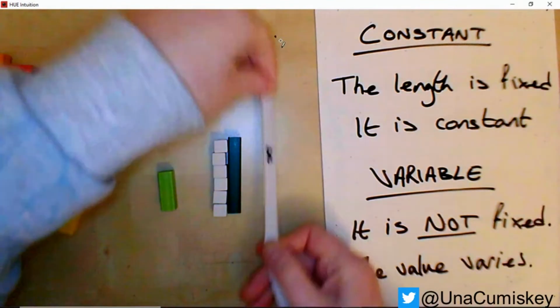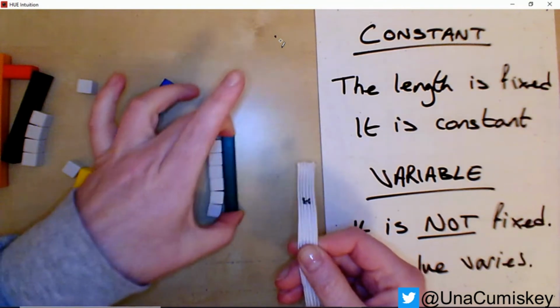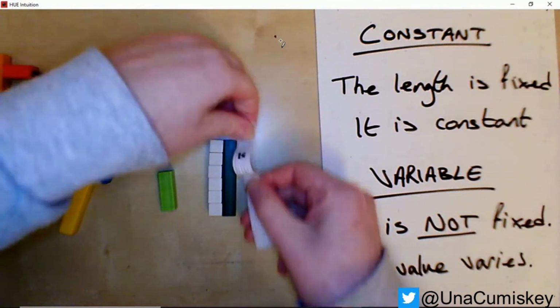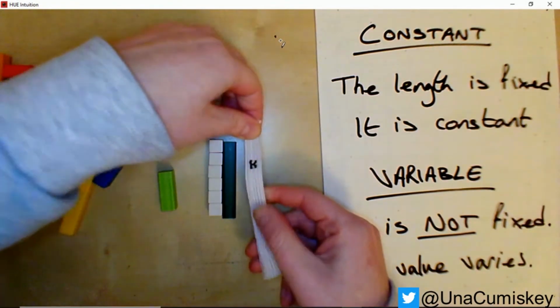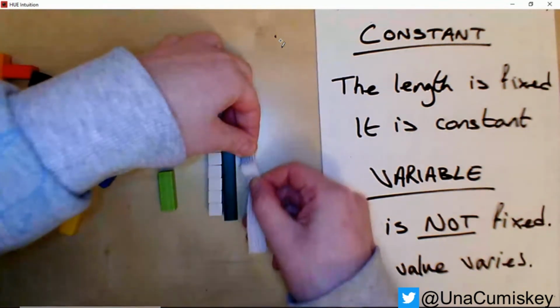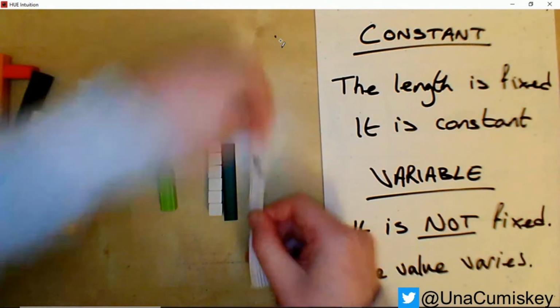So I show them it again to say that this is a fixed length of 6 units. However, this, because it's our variable, it can be any value to suit the situation. We can make it 6 units if we want to, or we can make it any value to suit the situation.